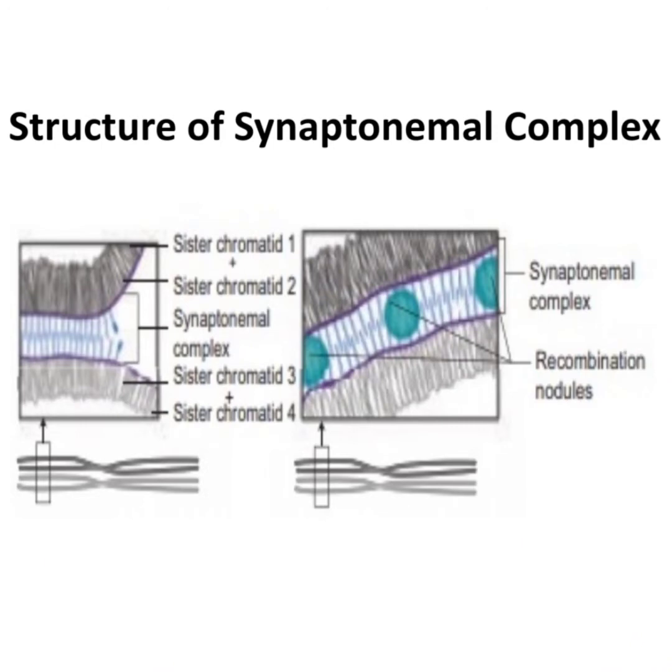Here you can see in this image the synaptonemal complex formation, where the sister chromatids 1 and 2 are seen and the sister chromatids 3 and 4 are seen. In between, there is a formation of synaptonemal complex. In the synaptonemal complex, there are recombination nodules, and these nodules are responsible for the crossing over.